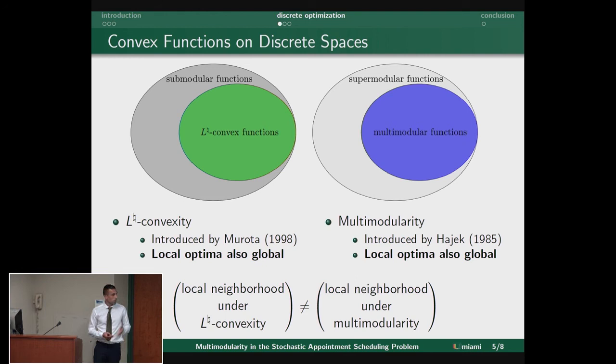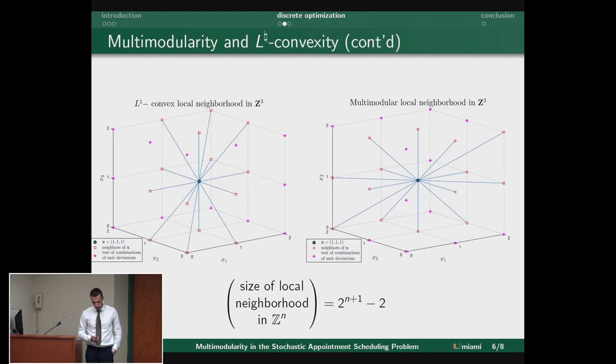So two such properties are L-convexity and multimodularity. Both properties guarantee that a local minimum is a global minimum, but the local neighborhoods look different. So this is an example of what the local neighborhoods look like in three dimensions. They look different, but they have the same size, and this size grows exponentially fast.